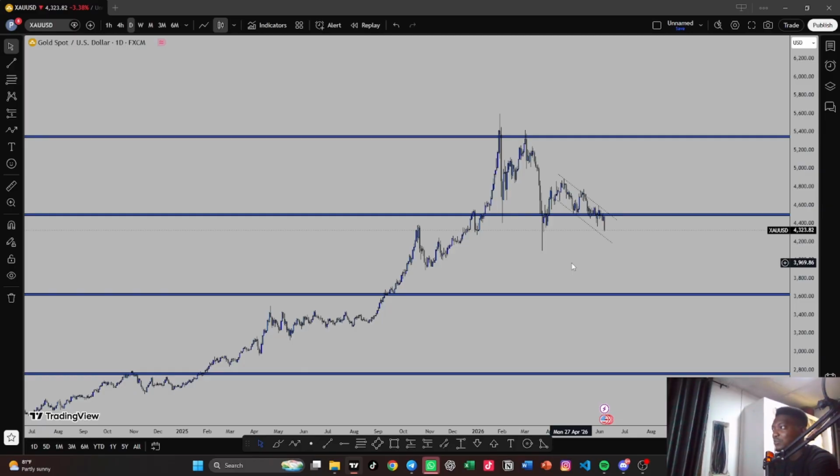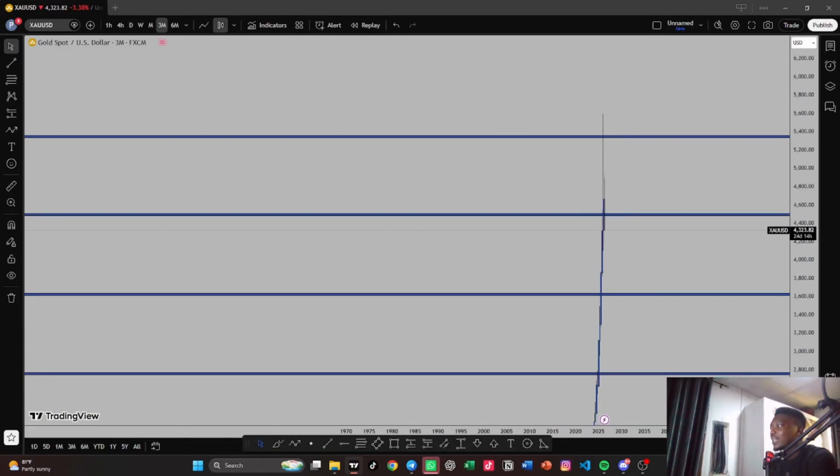But I was doubting that, can gold actually drop to that extent? I consider gold to be a safe haven. I'm not expecting it to drop that far. If I had known, I would have just followed my technical and just placed my trade. Now let's take it up on the higher time frame.